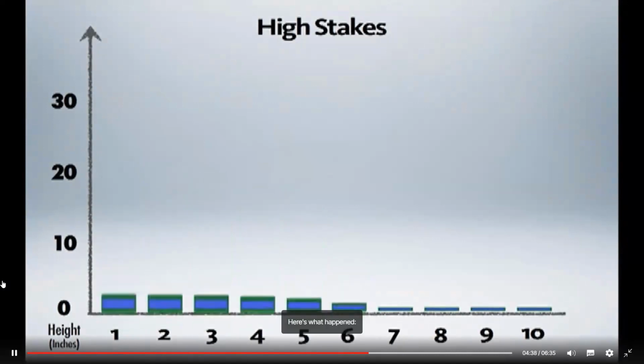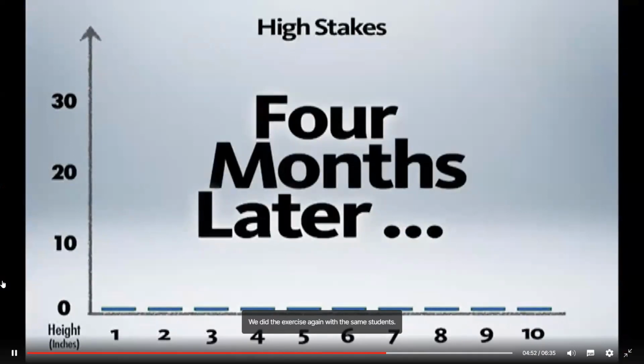Here's what happened. Not one team had a standing structure. Not one had, if anyone had built, say, a 1-inch structure, they'd have taken home the prize. So isn't it interesting that high stakes have a strong impact? We did the exercise again with the same students. What do you think happened then?